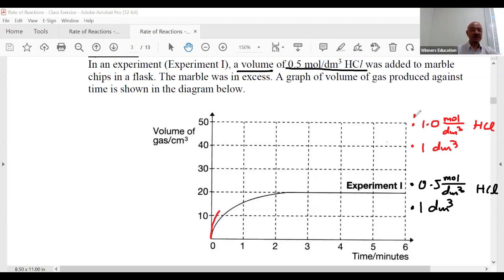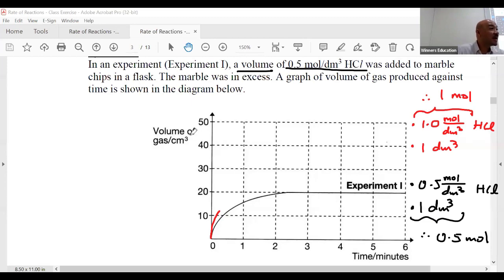So you can calculate what? You can calculate the mole, right? Concentration multiplied by volume, therefore 1 mole. Just to show you. Same thing, this is also therefore 0.5 mole. But very important is what? Is the HCl is the what reactant? It must be limiting. And in this case, it is the limiting. Question says so.